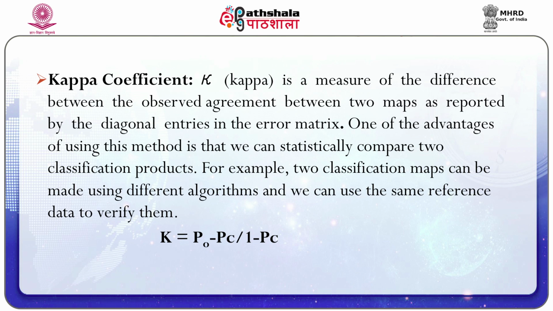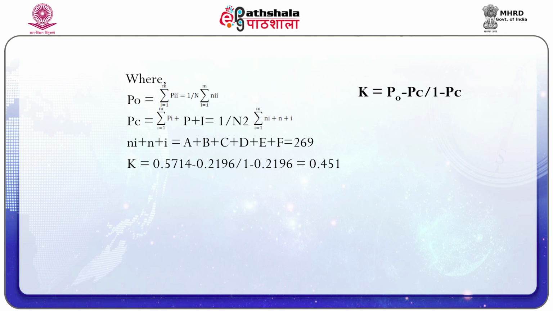Kappa coefficient is a measure of the difference between the observed agreement between the two maps as reported by the diagonal entries in the error matrix. One of the advantages of using this method is that we can statistically compare two classification products, for which the classification maps can be made using different algorithms, and we can use the same reference data to verify them. The equation given below states that table number 2 shows the calculation of the Kappa coefficient.